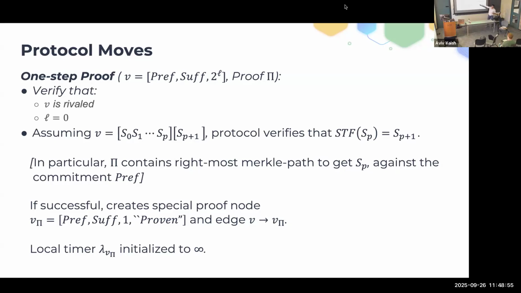Okay, if the proof is successful, it creates a special node V proof, which is essentially the same V, but just says that it's proven. And the local timer of this node is initialized to infinity. Basically, this path that led to this, now we don't have to take care of it anymore for the bottom-up timer to be large enough.